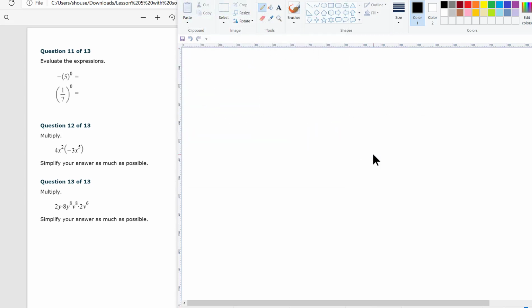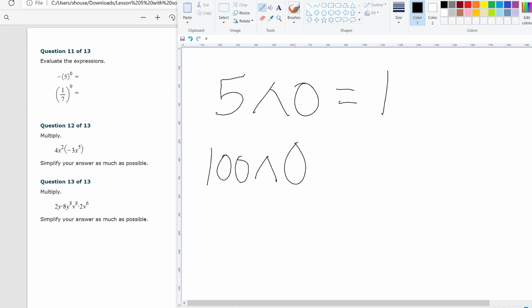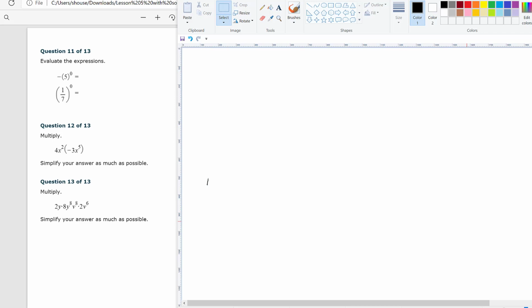So number 11, we experience the 0 exponent. Take a moment to just do 5 to the 0 in your calculator. You're going to see the value is 1. 100 to the 0. The value is 1. So any base raised to the 0 power is 1 unless it's 0 to the 0, which is undefined. Okay? We don't do that one. But everything else is going to be 1.